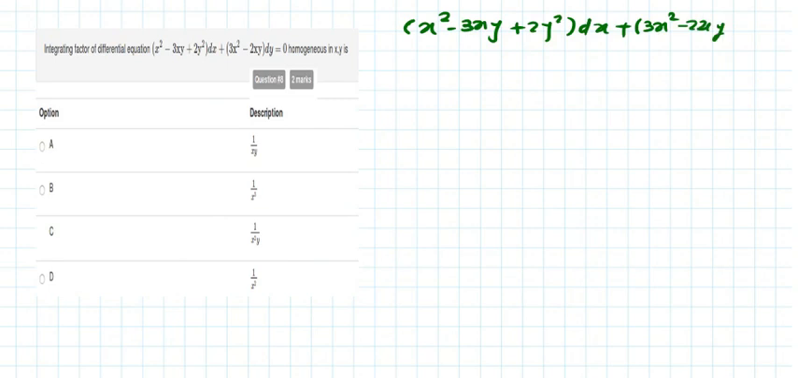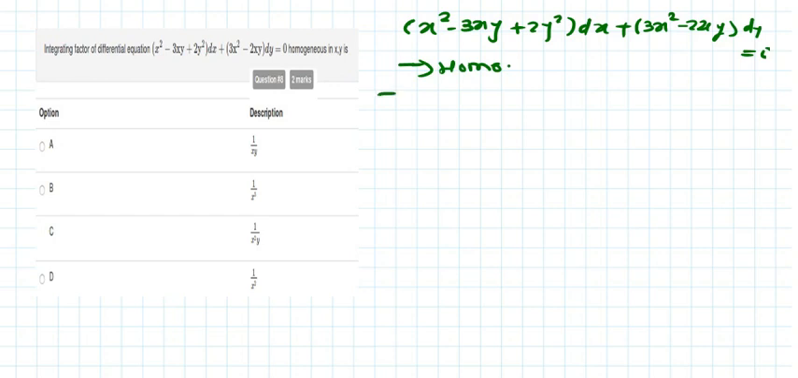The next example is what? Integrating factor of a differential equation. We need to find the integrating factor. So first write down the question: (x square minus 3xy plus 2y square) dx plus (3x square minus 2xy) dy equal to 0. This is our question. They are asking, if this given differential equation is homogeneous, what is its integrating factor? Now we have already solved one example on homogeneous non-exact differential equations. So firstly we need to find the integrating factor.